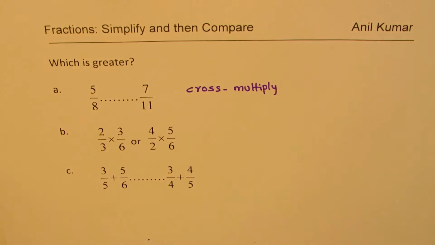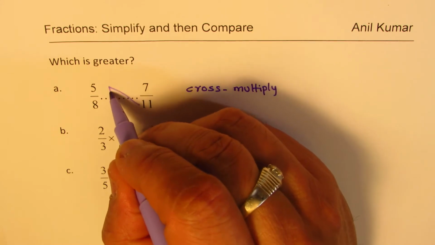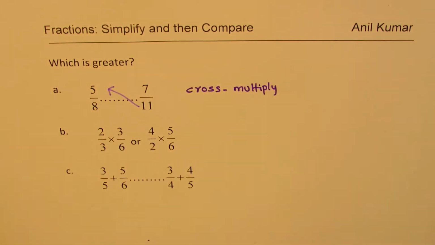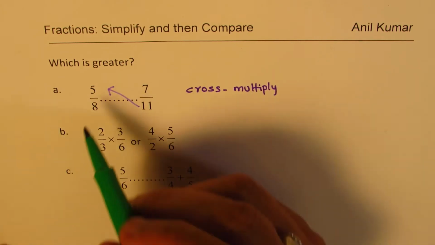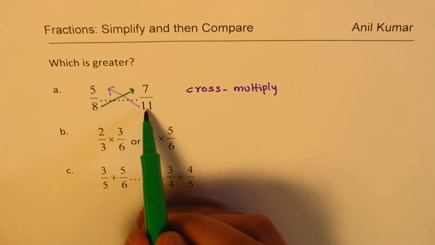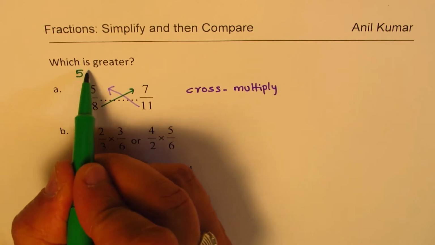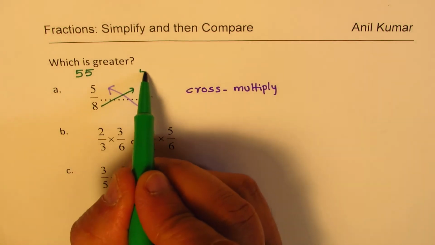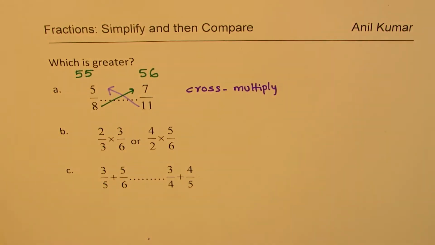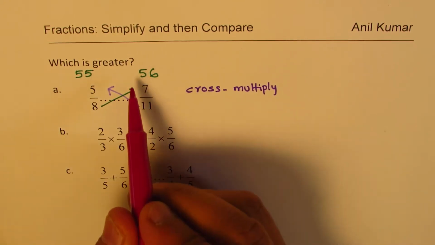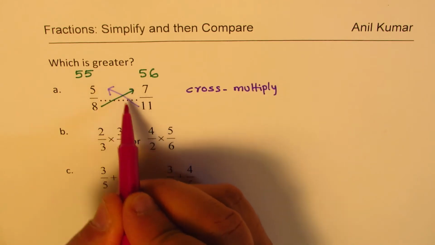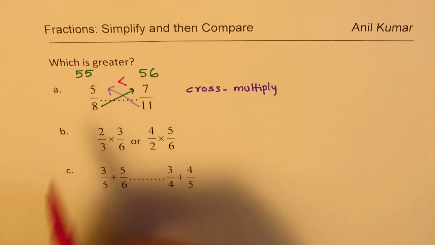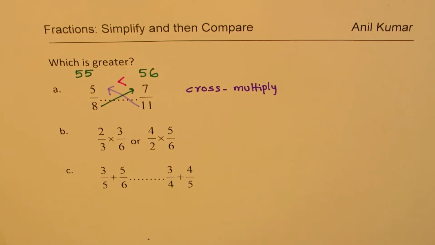Right, so cross multiply means you need to multiply the numerator with the denominator like this, and like this. So when you do 11 times 5, you get 55 here. And when you do 8 times 7, you get 56. Now you have two numbers to compare and you can write down your answer. Does it make sense to you? Since 56 is greater than 55, we know that this fraction 7 over 11 is greater than 5 over 8.